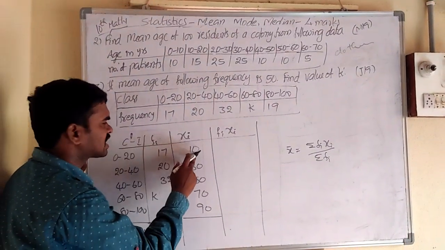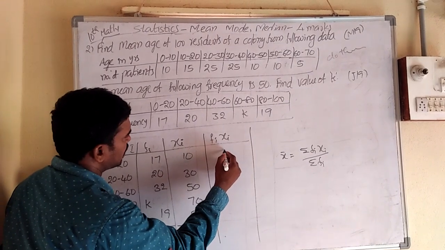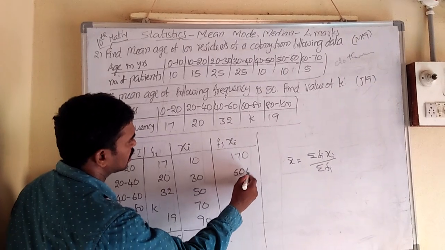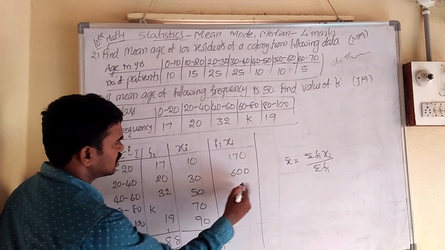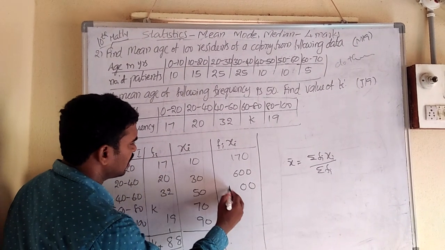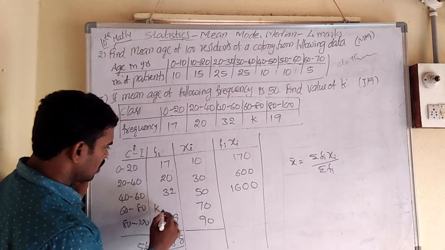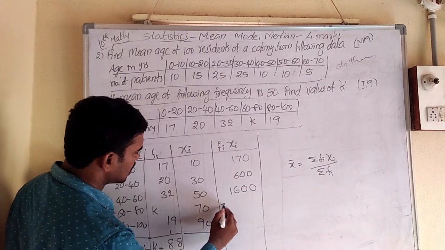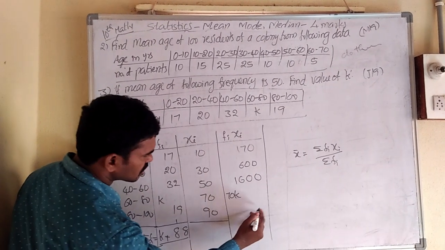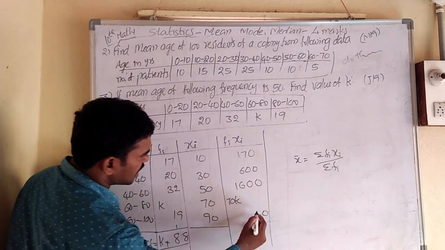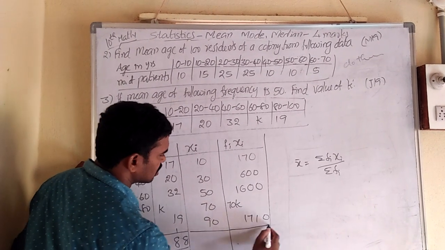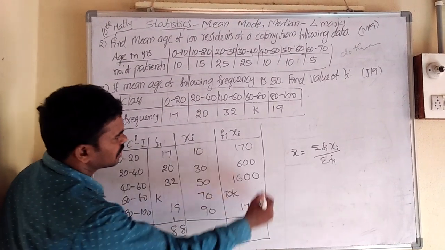So 17 into 10, 170. Next, 20 into 30, 600. 32 into 50: 5 twos are 10, 5 threes are 15, 1600. Next, k into 70, I'm writing separately 70k. Next, 19 into 90. 9 nines are 81, 9 ones are 9, 1710. So next, the sum of these terms.